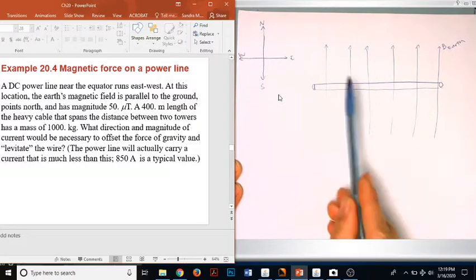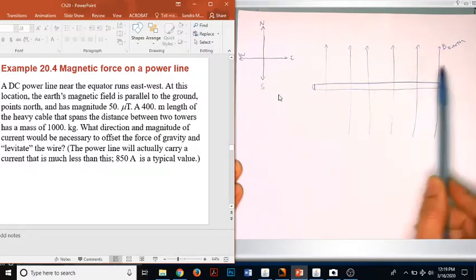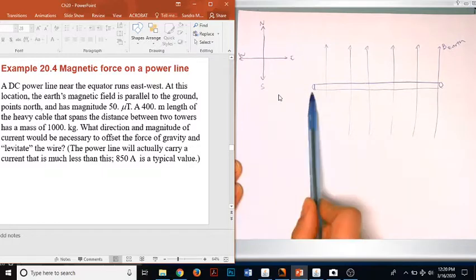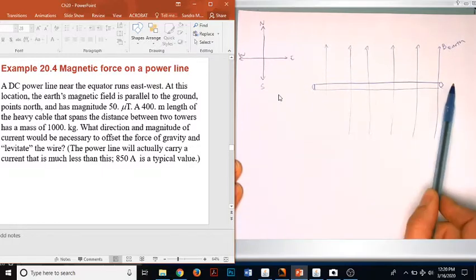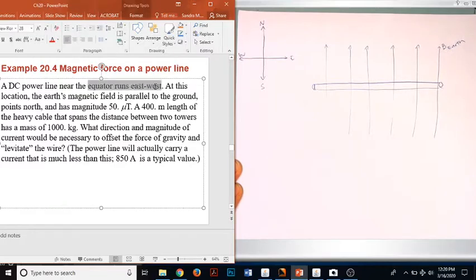All right. So the reason that I drew my lines as pointing up toward the top of the page is because north is the direction I have drawn toward. And I've drawn my wire as going east to west because we were told that this is a wire that runs east-west.